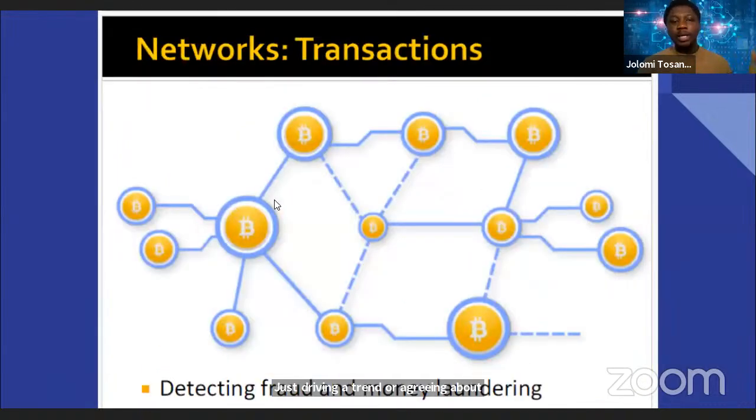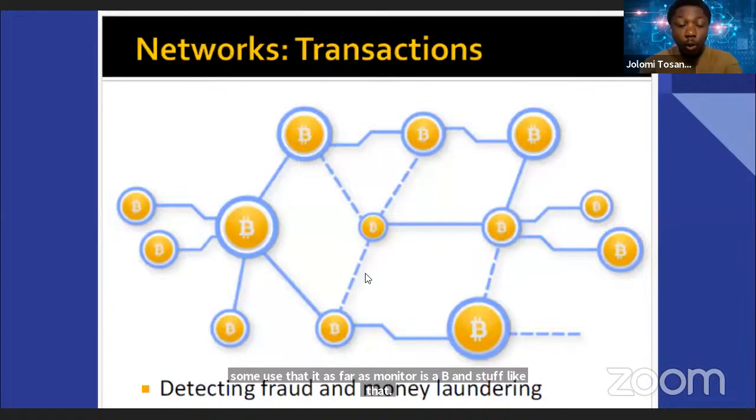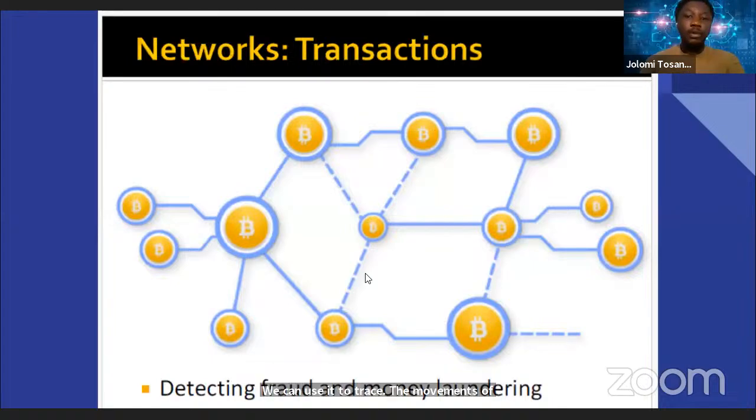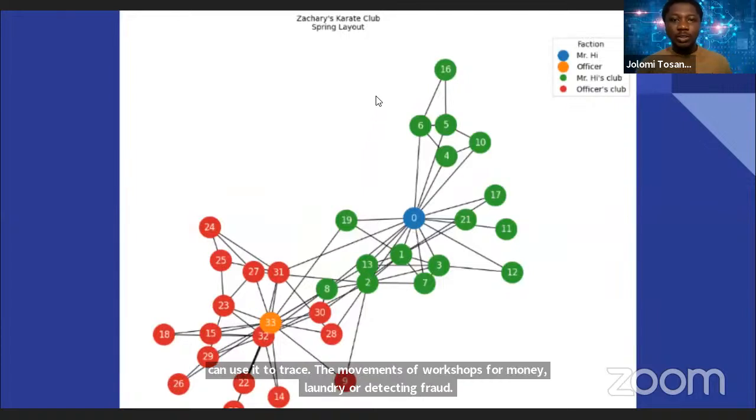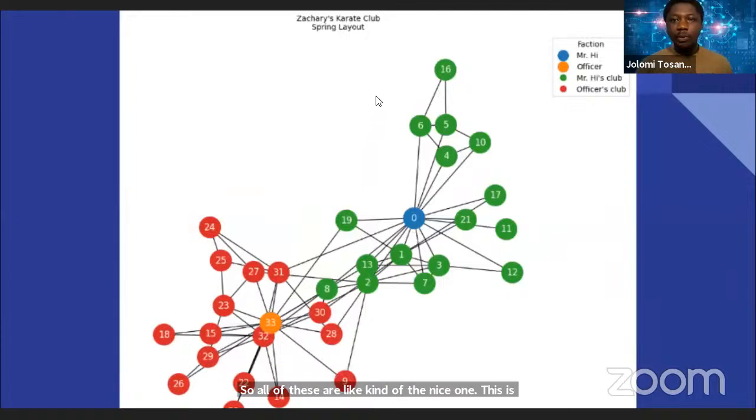Then we can also represent transactions as a complex system, right? Some user A transfers money to user B and stuff like that. We can use it to trace the movement of money and maybe watch out for money laundering or detecting fraud. So all of these are a nice way. And this is an interesting complex system or network.